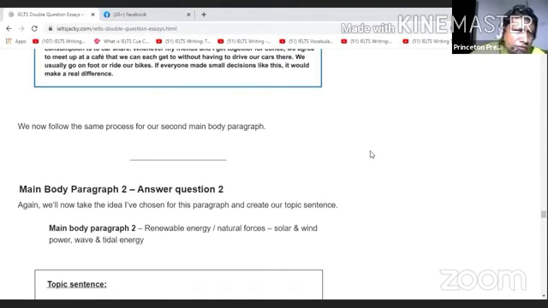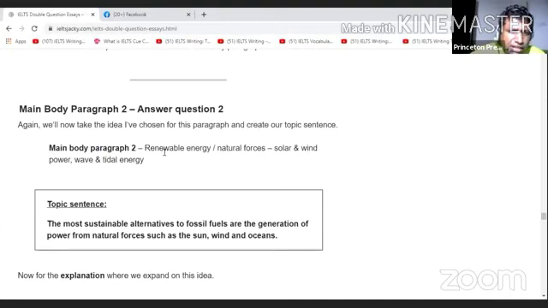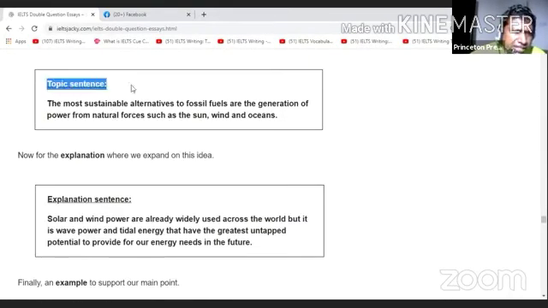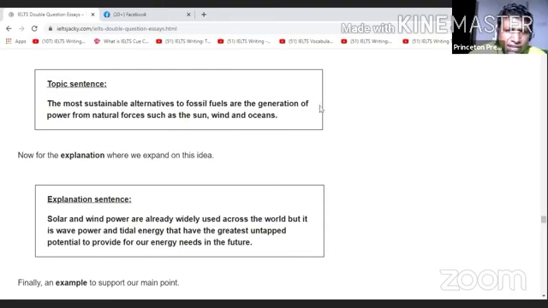Now we follow the same process for the second paragraph. In the second paragraph, I am talking about renewable energy. Topic sentence: the most sustainable alternative to fossil fuels is the generation of power from natural forces such as the sun, wind, and ocean. This is the topic sentence. So after reading that, I will understand we are going to talk about this.